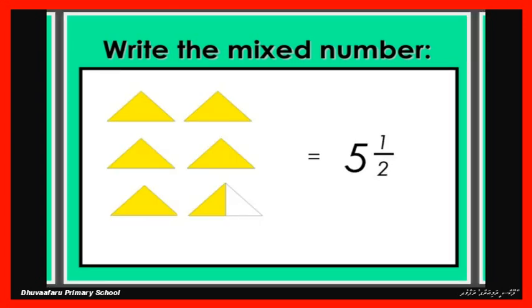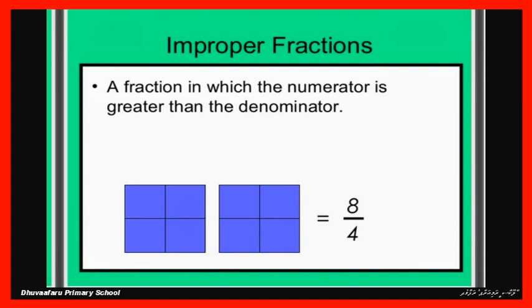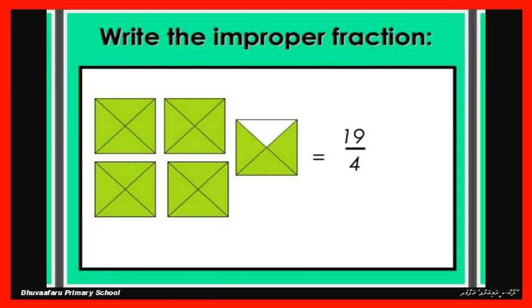Another example is 5 and a half. 5 are colored and 1 half is colored. Another example of a mixed number is 2 2 by 3. 2 wholes are colored and 2 from 3 parts are colored. Improper fractions. A fraction in which the numerator is greater than the denominator is known as an improper fraction. For example, 8 by 4th. Another example of an improper fraction is 19 by 4.